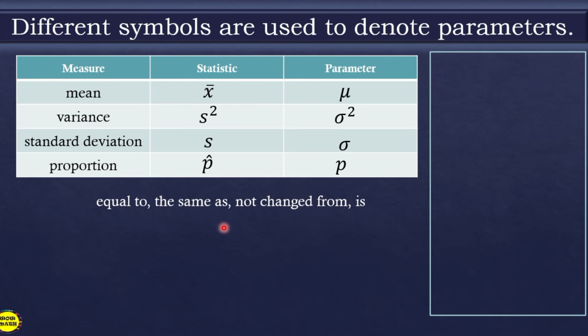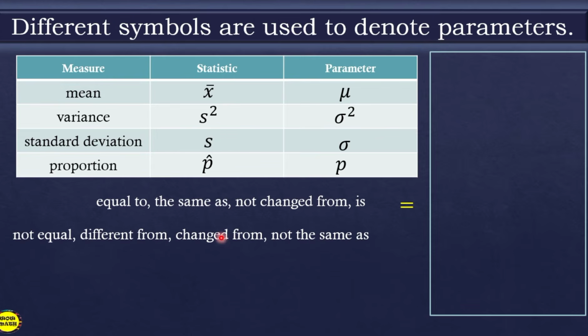And also, gumagamit din tayo ng equality and inequality symbol. Okay, so pag nabasa natin yung equal to, the same as, not change from, is. So yung symbol na ginagamit natin is yung equal. Okay, equal symbol. And kapag not equal, different from, change from, not the same as. So ang ginagamit naman natin is not equal.